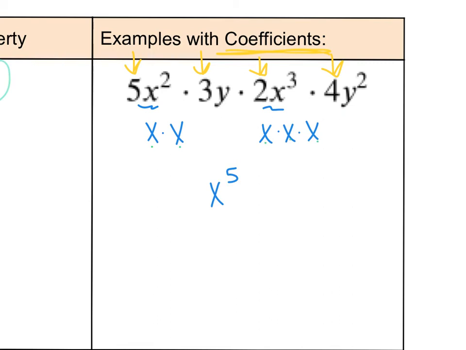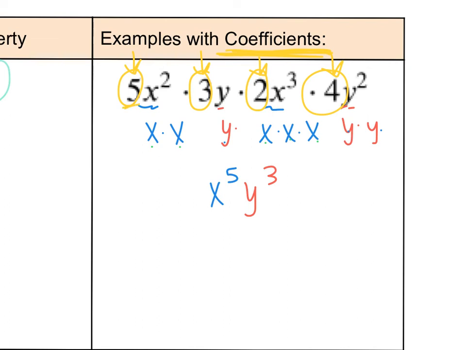Now let's look at the y's. So right here is 1, and right here is 2. So I have 1, 2, 3 y's, so y to the third. And then our final step is to look at that vocabulary word, the coefficients. So let's put all of our coefficients together. And we're doing regular math with these. They're not the same bases. They're all different. We have a 5, a 3, a 2, and a 4. So we do regular math here.